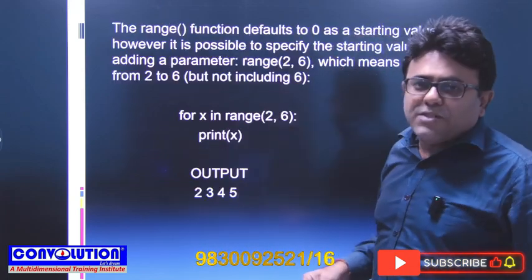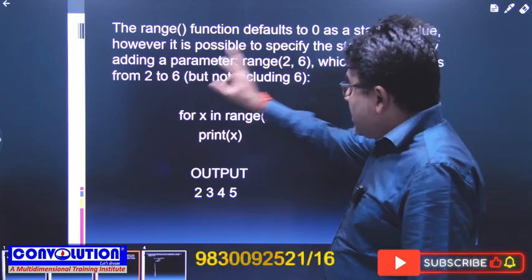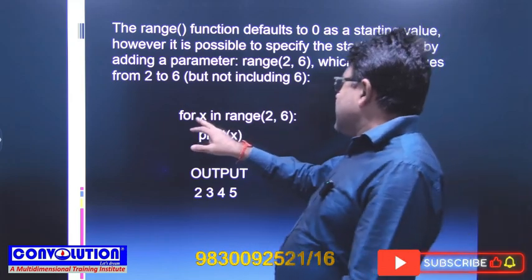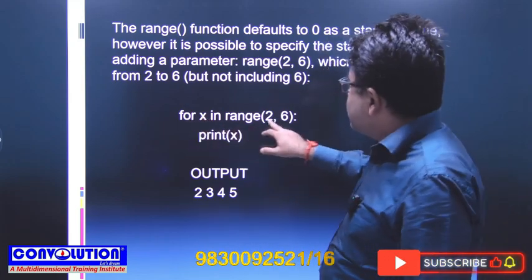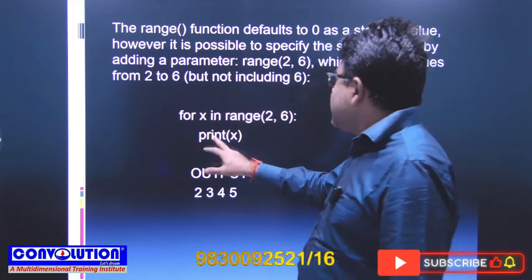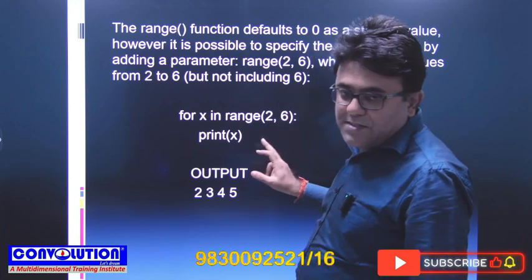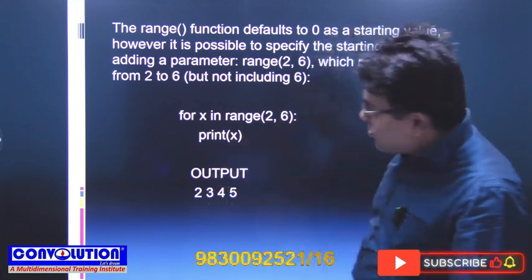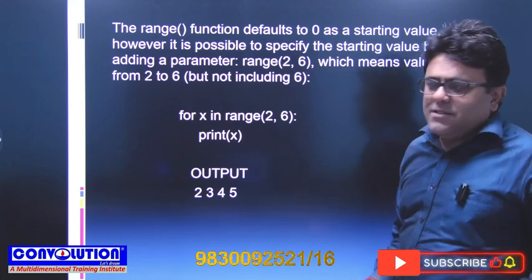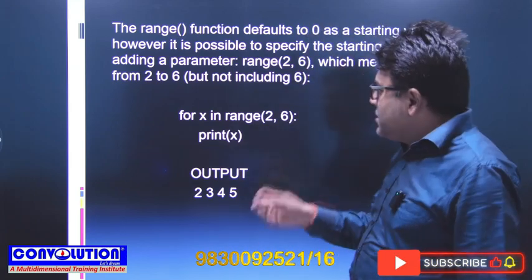But here I am specifying, so the starting value is 2. It will continue till 6, but again, it will not include 6. So I start the for loop, let's say for x in range(2, 6). The first value of x is always 2, and it will continue till 5, not 6. I say print x. So what is my output? The output will be 2, 3, 4, 5, not 6. It's very easy. One thing you have to remember: maximum minus 1. Remember it this way.